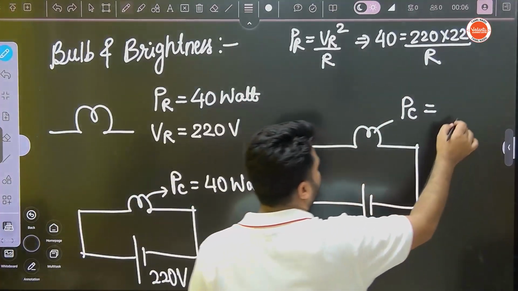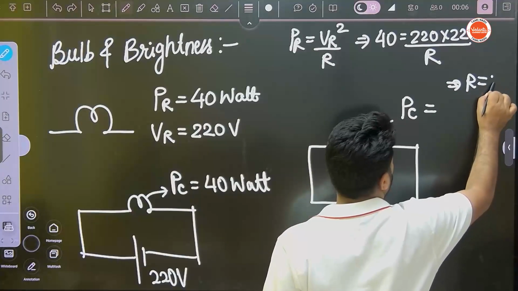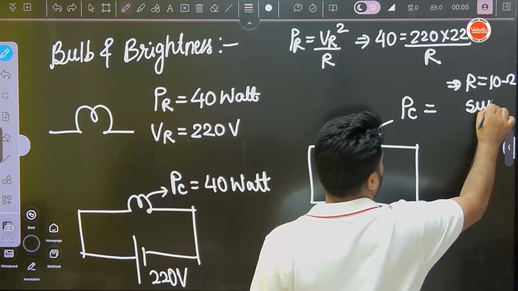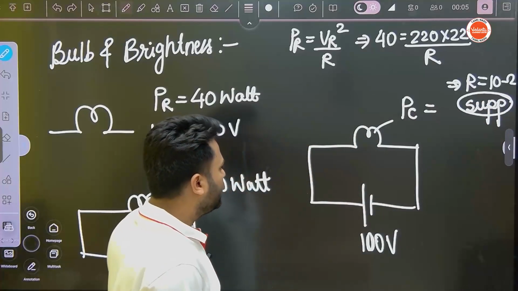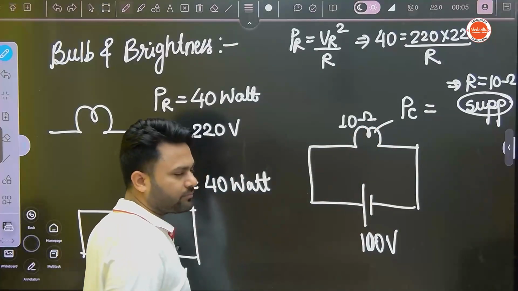Suppose R you get is 10. I'm not solving it; my intention is to make you understand. Suppose the R you get is 10. You will write the resistance of this bulb is 10 ohm.